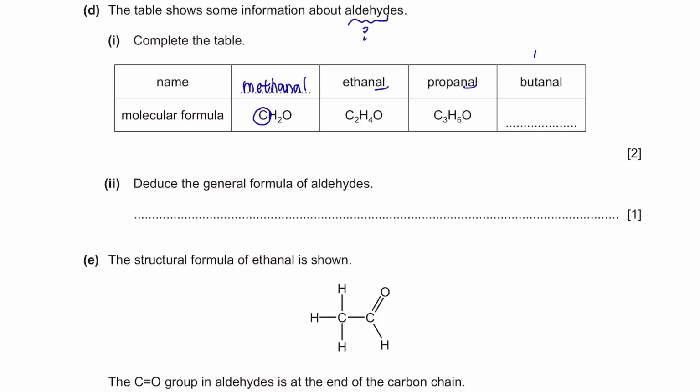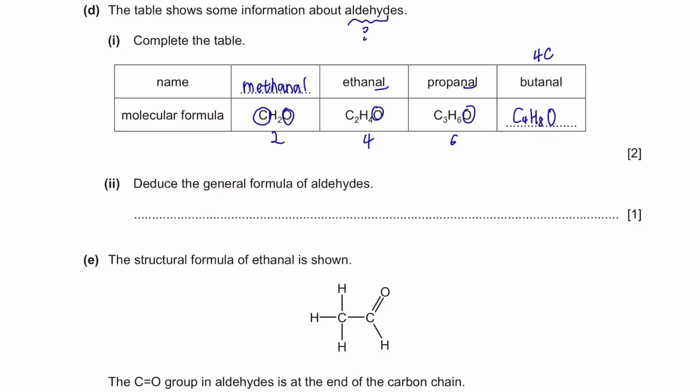For butanal, there should be 4 carbons, and we can see the pattern here. There is always one oxygen, and the number of hydrogen atoms is always twice the number of carbon atoms. So it should be C4H8O.